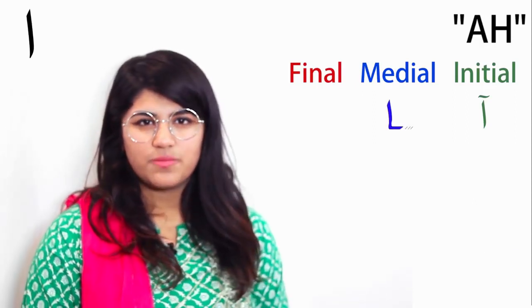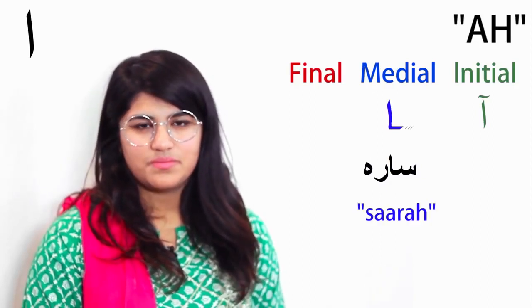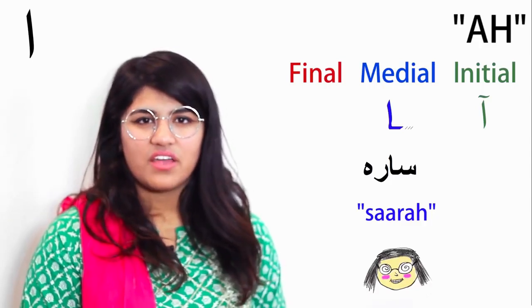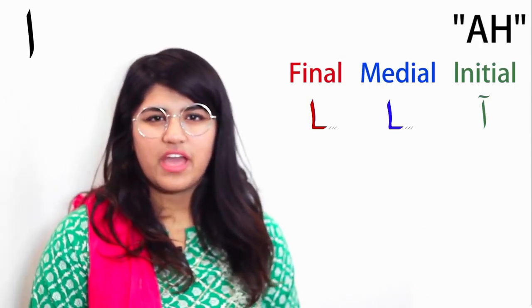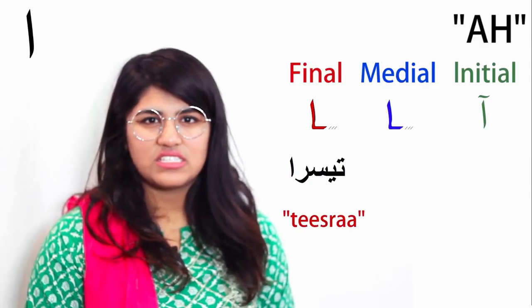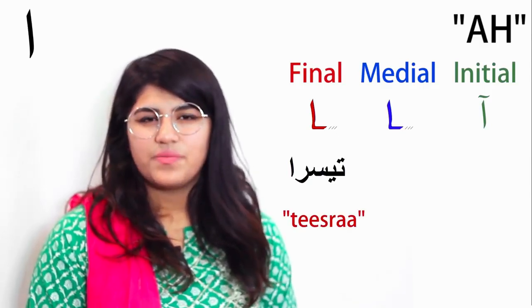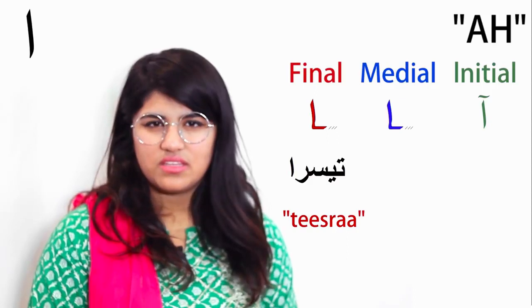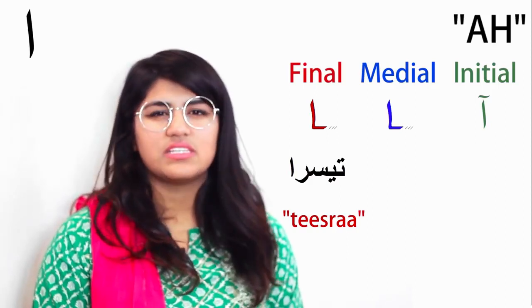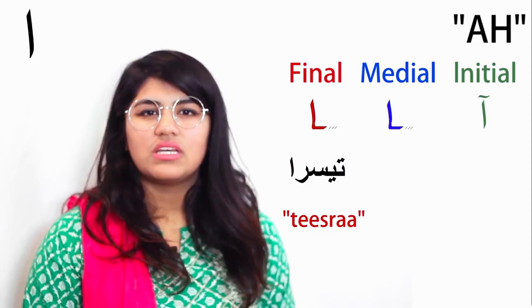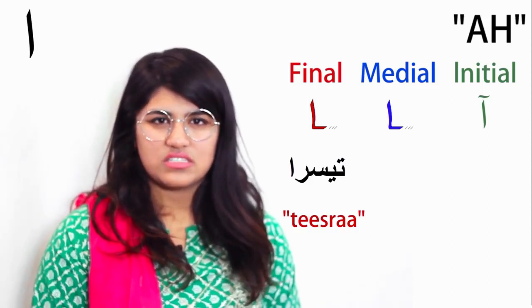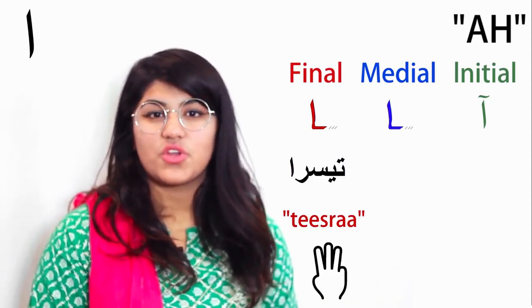For the medial position, we have the word sara. This is the name, and it's Instructor Sara's name. And the alif connects to the letter before it. For the final position, we have the word tisra. Now, this word has an alif at the end. It can connect if it had a connecting letter before it, but it doesn't have it, so tisra. This word means third.